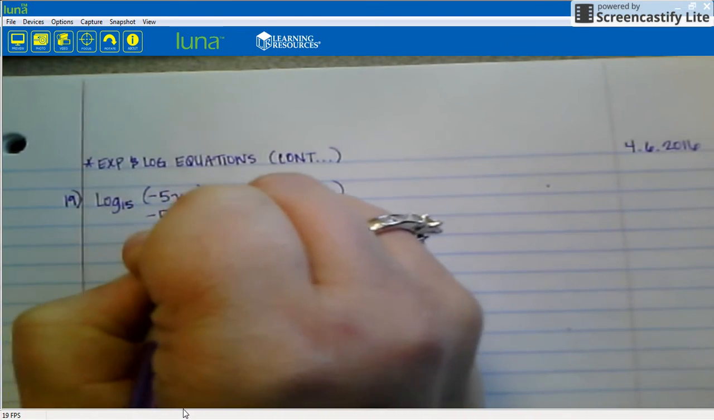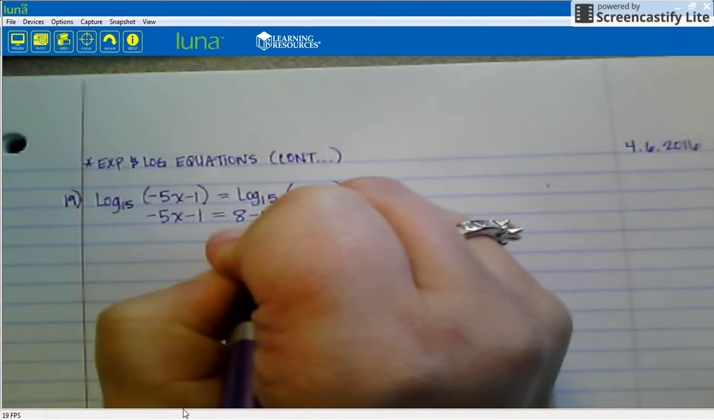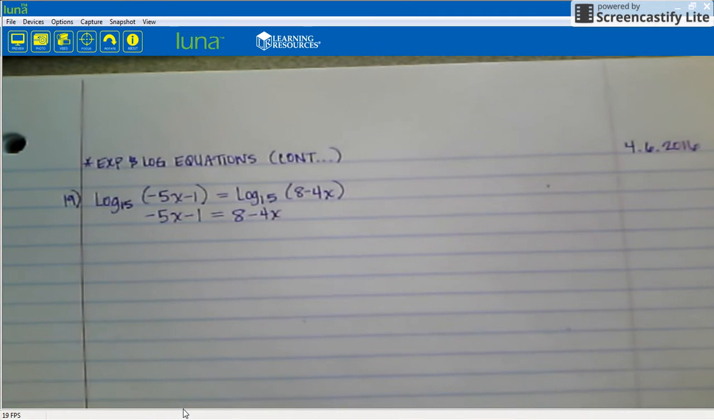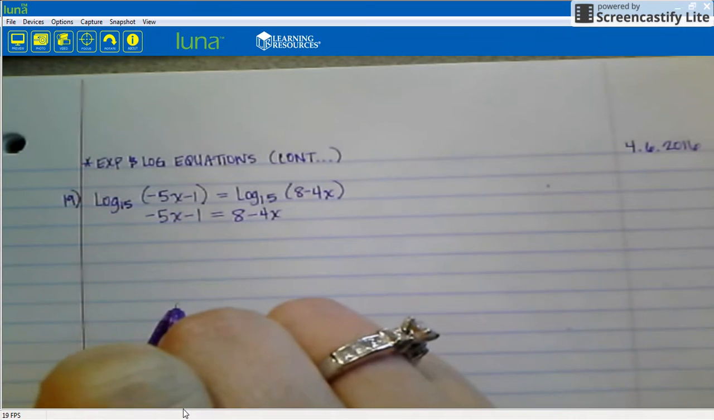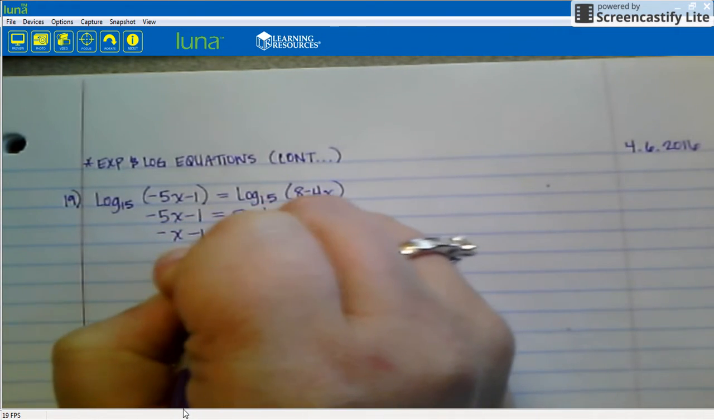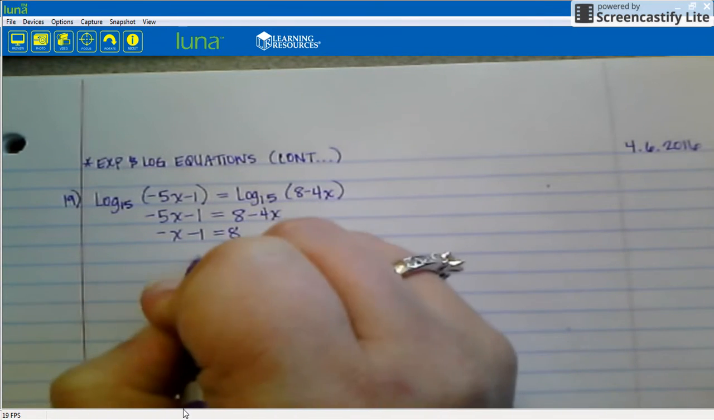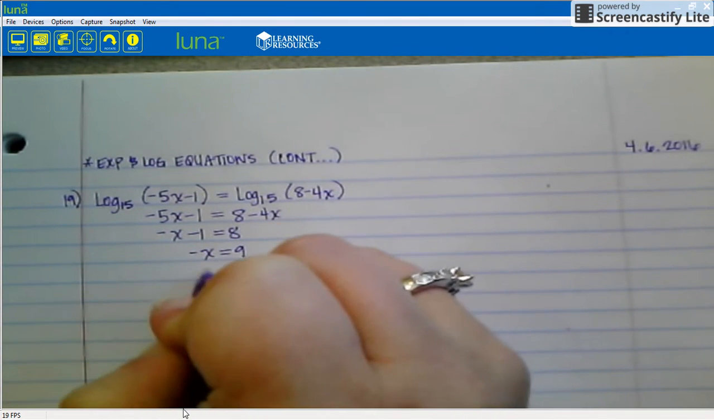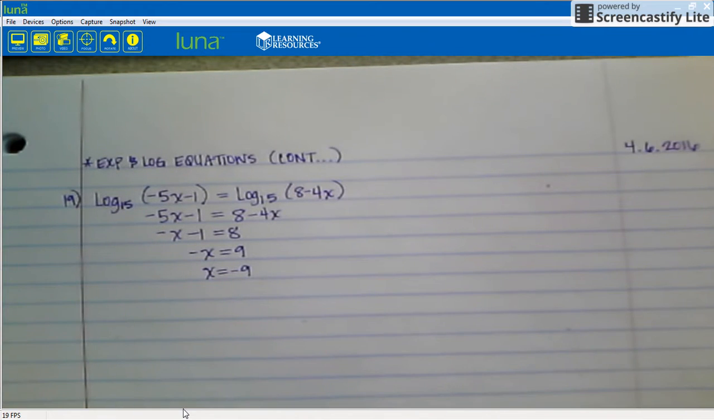So this is just negative 5x minus 1 is equal to 8 minus 4x. And so from here, we just solve for x. So I'm going to add my 4x over. This gives me negative x minus 1 equals 8. I add my 1, so negative x is equal to 9. So x is equal to negative 9.